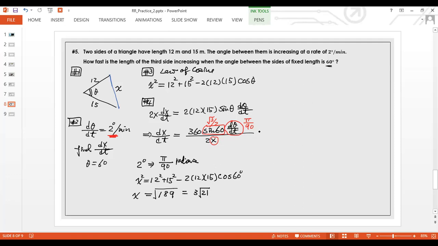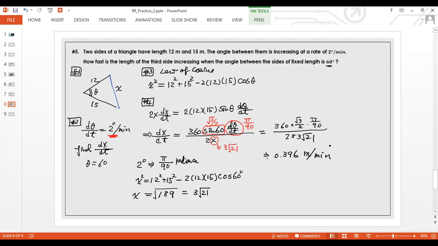Right now, finally, I can plug in. So I know everything here. So this is 360 times the square root of 3 over 2, times pi over 90, divided by 2 times 3 square roots of 21. If you simplify it, it will give you approximately 0.396 meters per second per minute.